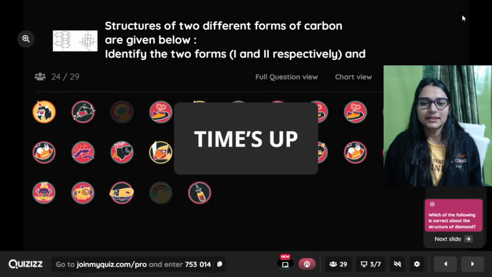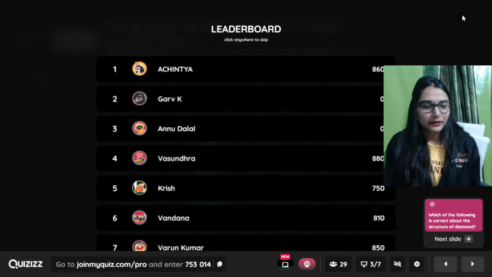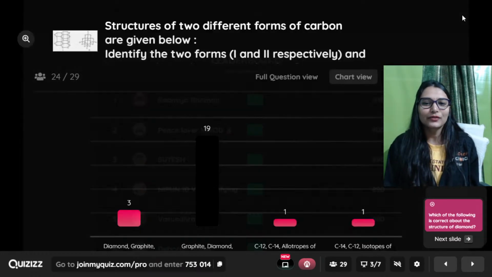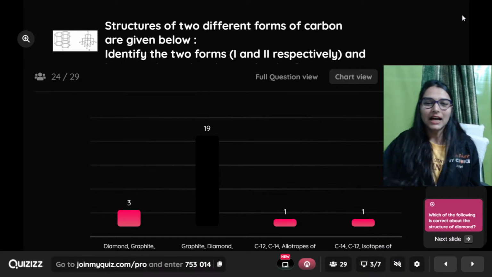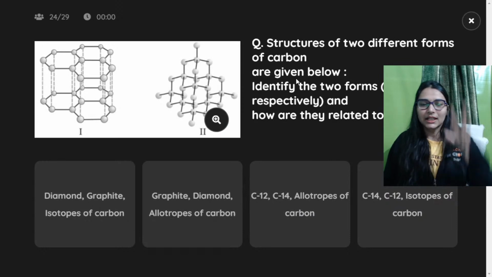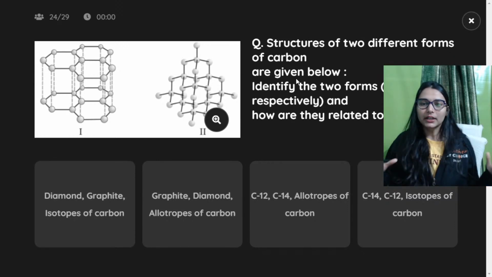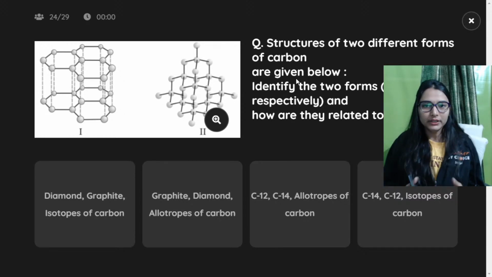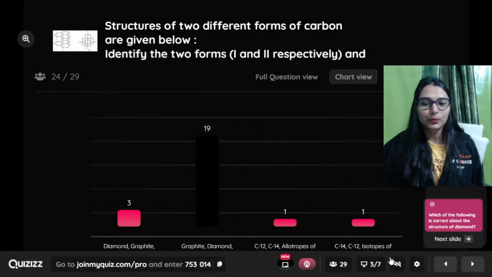Okay, now let's see the answer to this question on the screen. The leaderboards. Samya is there on the top. That is so amazing, guys. Most of you have given the right answer. So the first structure, that was clearly a layered structure, graphite. And the second is diamond. If you see the bonding also, in graphite each carbon is covalently bonded to 3 other carbon atoms, and in diamond each carbon is covalently bonded to 4 other carbon atoms by a strong covalent bond, and they are allotropes. So option number B was the right answer.